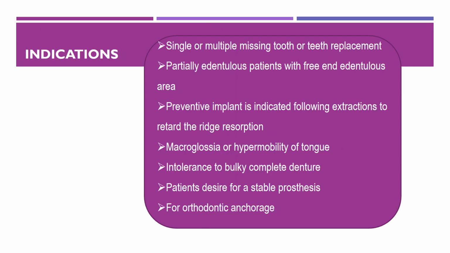So, what are the indications of implants? There is single or multiple missing tooth replacement, partially edentulous patients with free end edentulous area. Preventive implant is indicated following extractions to retard the ridge resorption, macroglossia or hypermobility of tongue, and intolerance to bulky complete denture, and patients' desire for a stable prosthesis and for orthodontic anchorage.